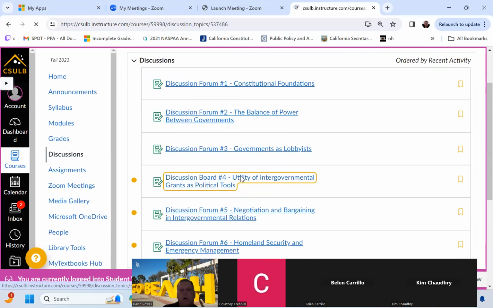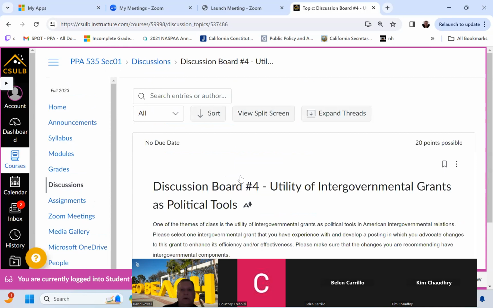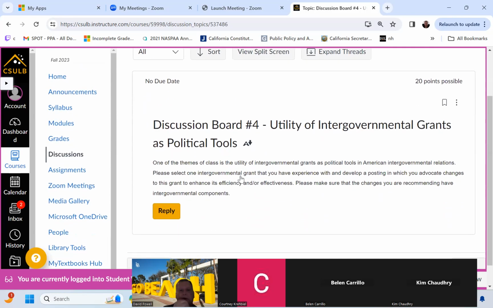Discussion board number 4. This is our fiscal federalism, the utility of intergovernmental grants as political tools. One of the themes of the class is the utility of intergovernmental grants as political tools in American intergovernmental relations. Select one intergovernmental grant you've experienced and develop a posting in which you advocate changes to this grant to enhance the efficiency and/or effectiveness.